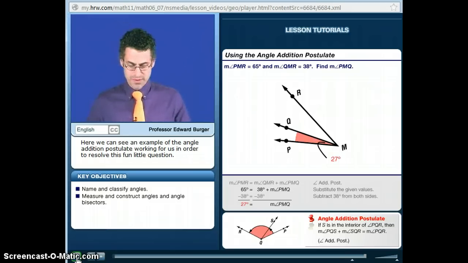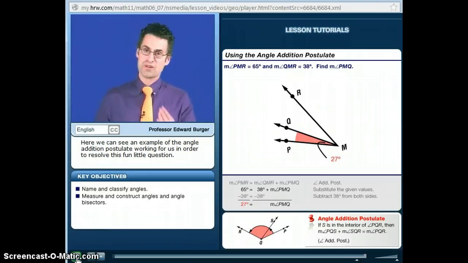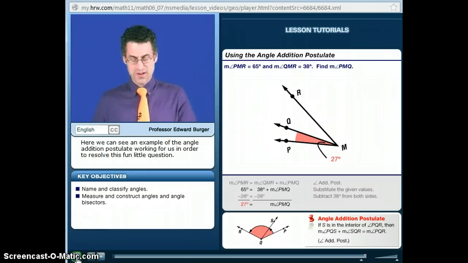Here we could see an example of the angle addition postulate working for us in order to resolve this fun little question.